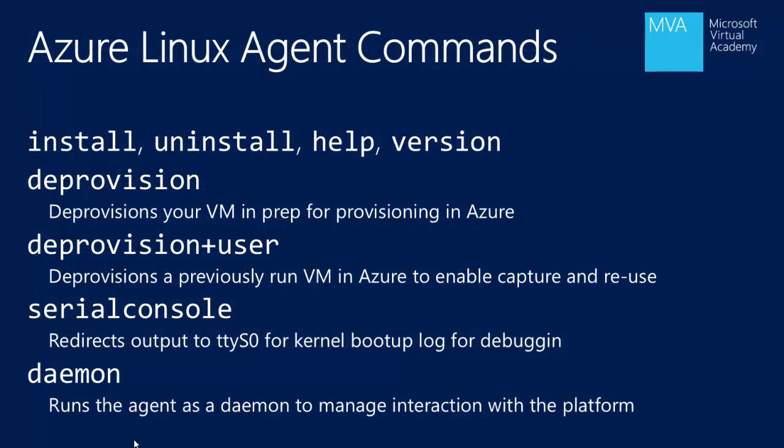For the Azure Linux agent, there are some commands you can use, and one of the most important commands is called deprovision. Basically, this is the Linux equivalent of sysprep. It makes the necessary adjustments on the Linux virtual machine so it can be captured and uploaded to Azure to be used as a Linux virtual machine. It can also redirect the output of the console to the serial port if you need to do some debugging, for example, using the Azure Linux agent.